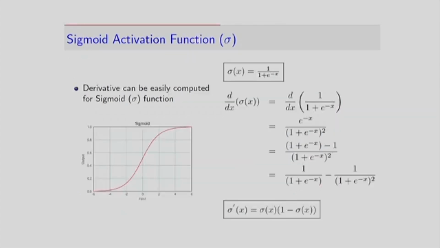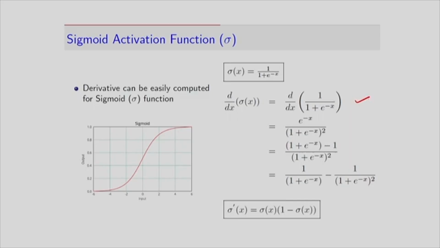So in this discussion, I am considering the sigmoid activation function. The activation function is sigma(x), that is equal to 1 divided by 1 plus e to the power minus x. One advantage of the sigmoid function is that the derivative can be easily computed. So here you can see I am just computing the derivative of the sigmoid function.